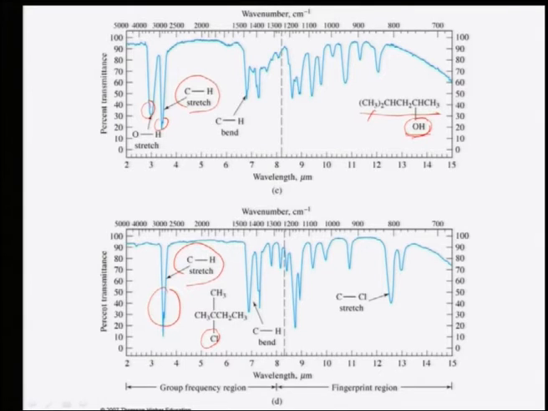So by comparing, you have the CH bend and CH bend here also; there is a little difference, but more or less the same. By looking at this group frequency region, we can clearly see there is an OH group present here, and there is no OH group present in the second compound. Now if you look at the fingerprint regions, they are very distinct. The fingerprint regions here and here are distinctly different.